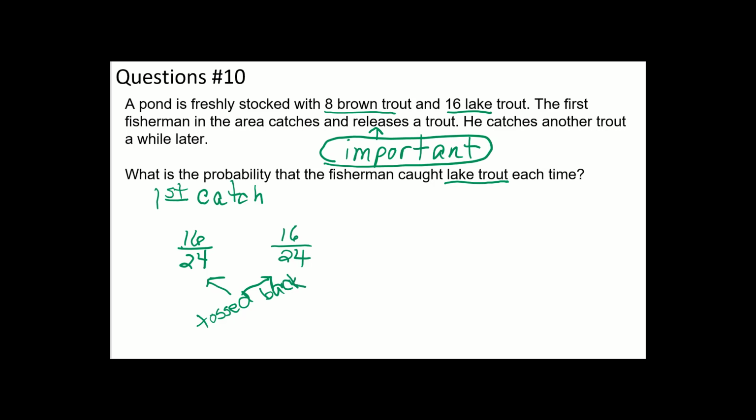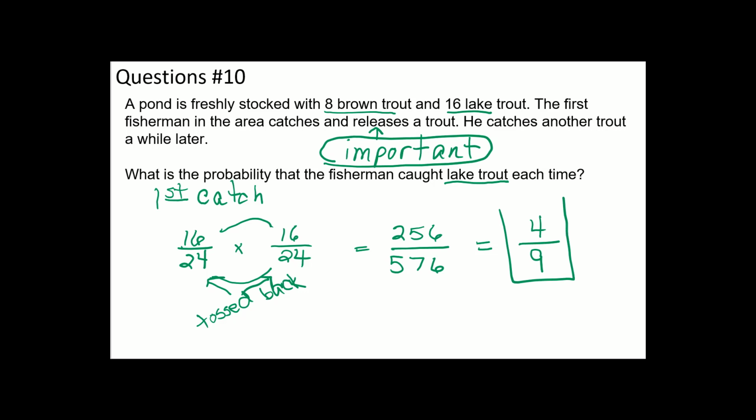So we multiply 16 times 16 for 256, and 24 times 24 for 576. When we reduce that fraction, we get 4/9. And of course, you could have reduced before you multiplied, if that makes it easier for you.